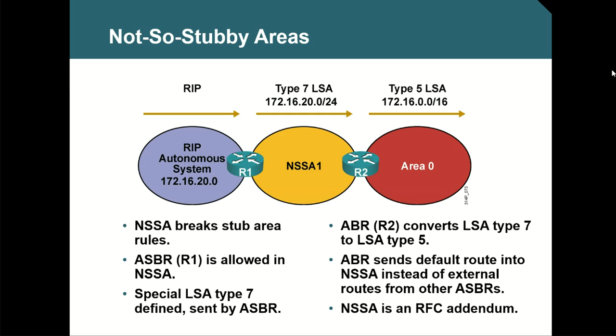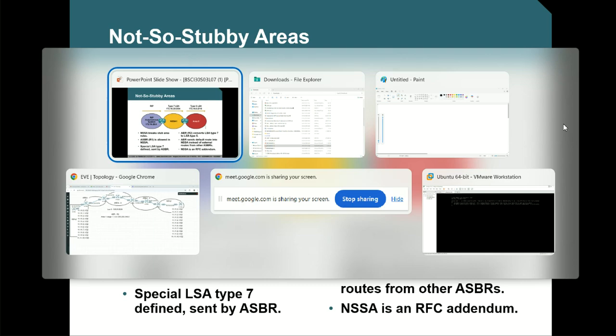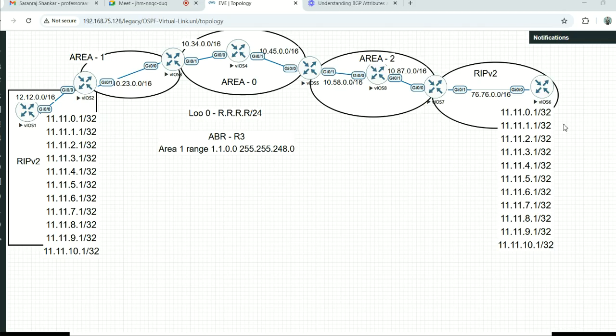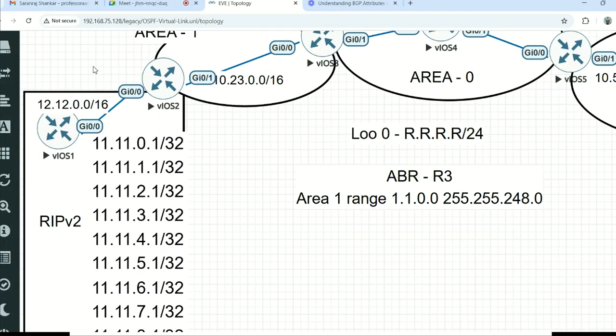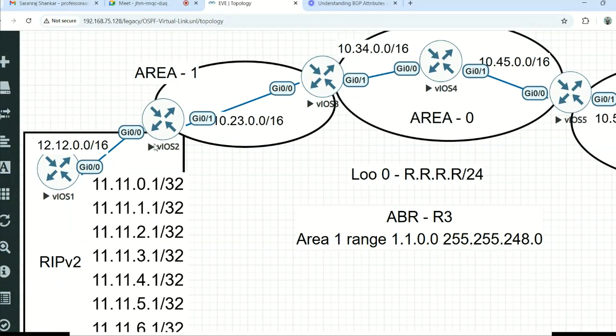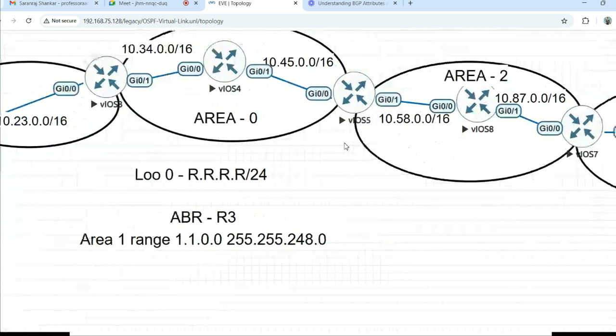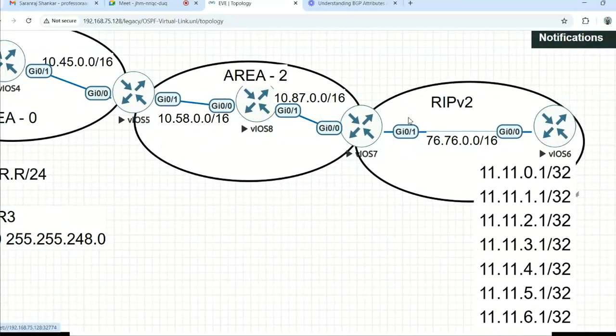We are going to see that now in the lab environment. You see this topology here? How many ASBRs do we have? See, this router 2 is one ASBR. You agree? Because there is RIP here. Do you agree or not? Router 2 is an ASBR. Okay. Yes. And then router 7 is another ASBR.